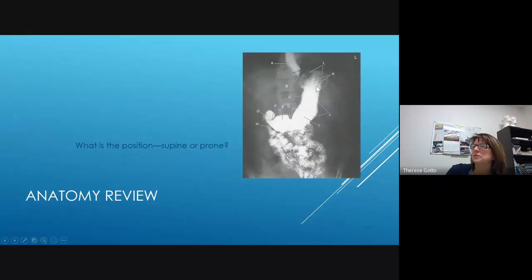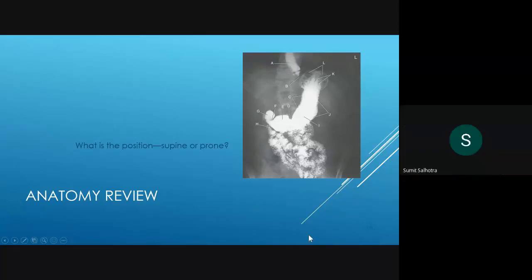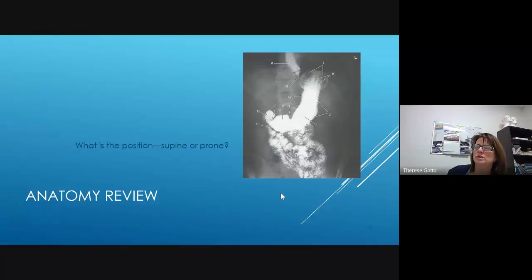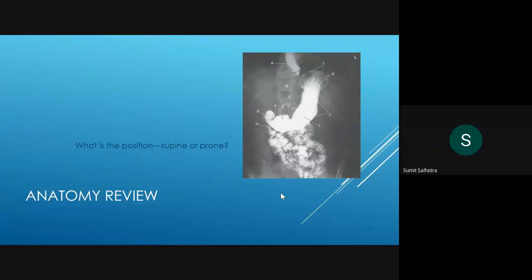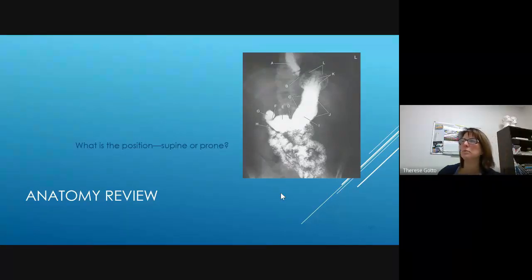What position is this, you guys? Air is in the fundus. Okay, look at the spine. Look at the pelvis. That's a supine. Does air go to the fundus when you are supine? Prone. Oh, prone, okay. So remember where the fundus is situated, it is closest to the spine. The fundus is closer to the spine than the body of the stomach.